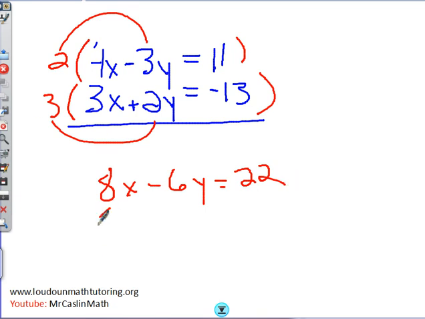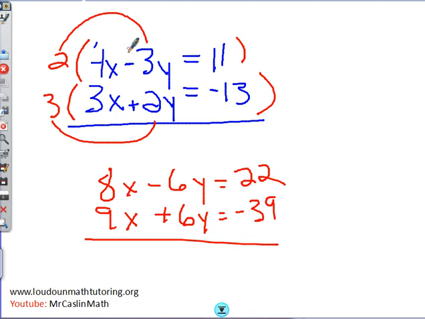And then you get a 6x. Oh, I'm sorry, I can't even multiply. 3 times 3, 9x plus 6y is equal to negative 39.